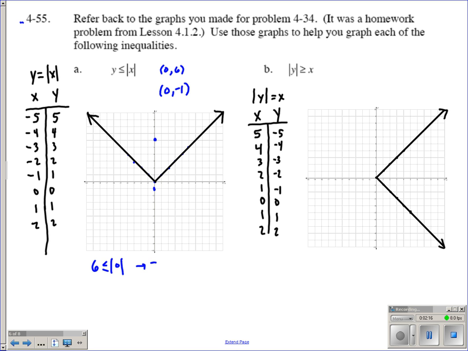So is this true? Well, absolute value of 0 is 0. So is 0 greater than or equal to 6, or 6 less than or equal to 0? It is not true, right? So this is false. Which means that (0, 6) is not a solution.